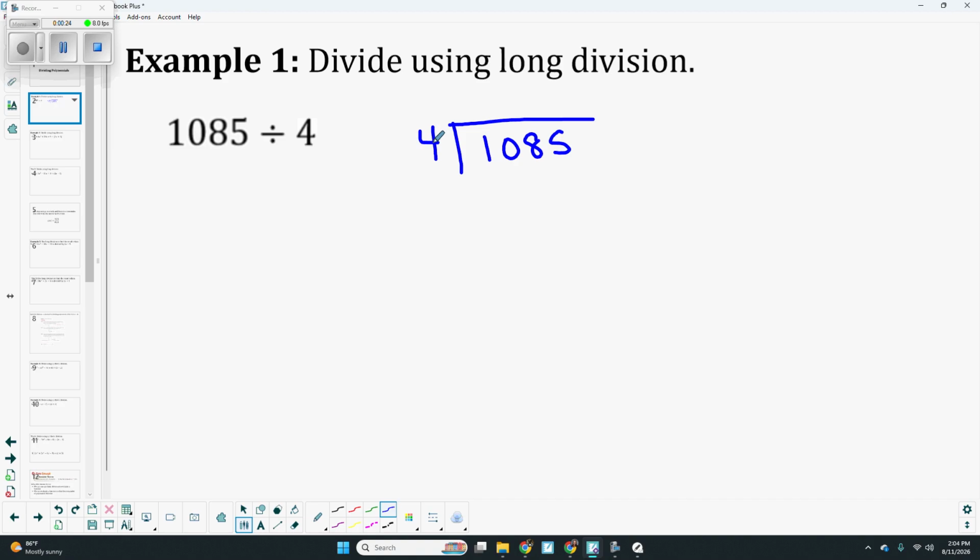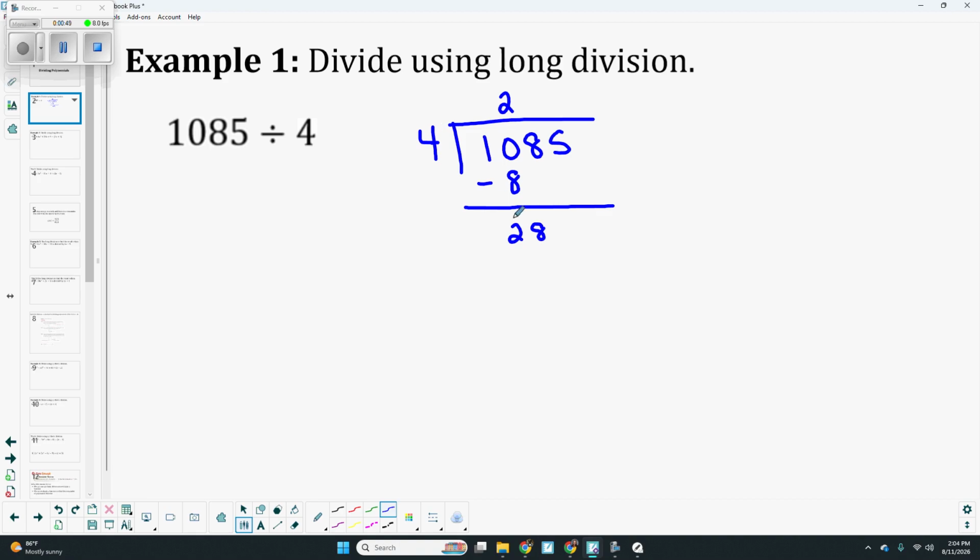And we check, can 4 go into 1? No. So now we're going to go to the next biggest number. We're going to go to 10. So can 4 go into 10? Yes, 4 goes into 10 2 times. Now we multiply. 4 times 2 is 8, and we write it underneath the 10, and we subtract. So 10 minus 8 is 2, and I bring down the next number, 8.